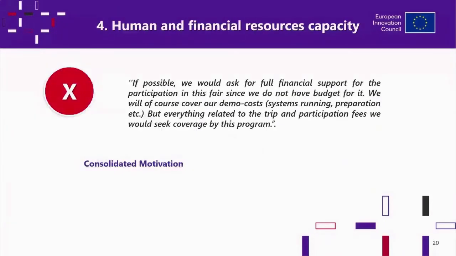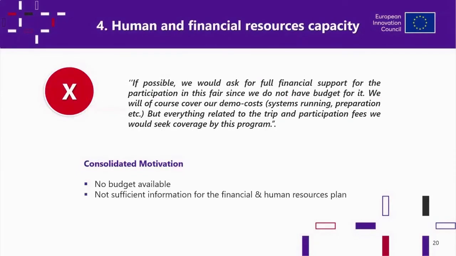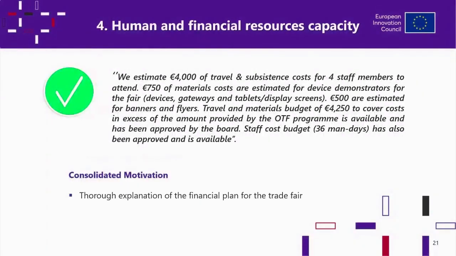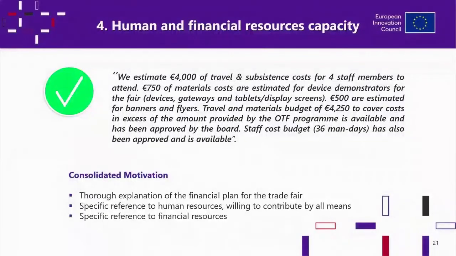An example of a suboptimal answer will be like this, where there is no budget available in the description and not sufficient information for the financial and human resources plan. On the other hand, an ideal answer will look like this, where there is a thorough explanation of the financial plan for the trade fair, specific reference to human resources willing to contribute by all means, and specific reference to financial resources.